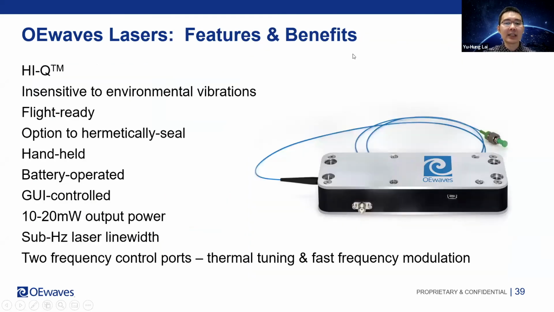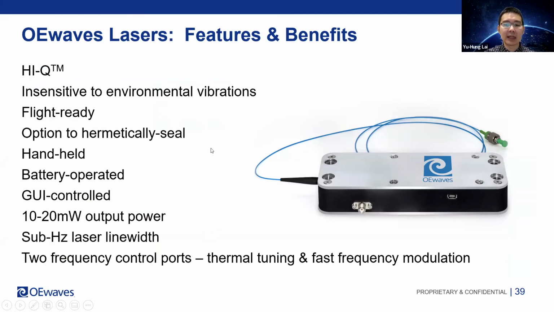Our OEwaves laser has a lot of good features and benefits. For example, we have a high Q, and we are insensitive to environmental vibrations. So this kind of system is very suitable for, for example, field tests. It can also be flight ready, so it can be used for aviation applications. And we provide an option of hermetic seal, so the laser system will be more insensitive to pressure changes.